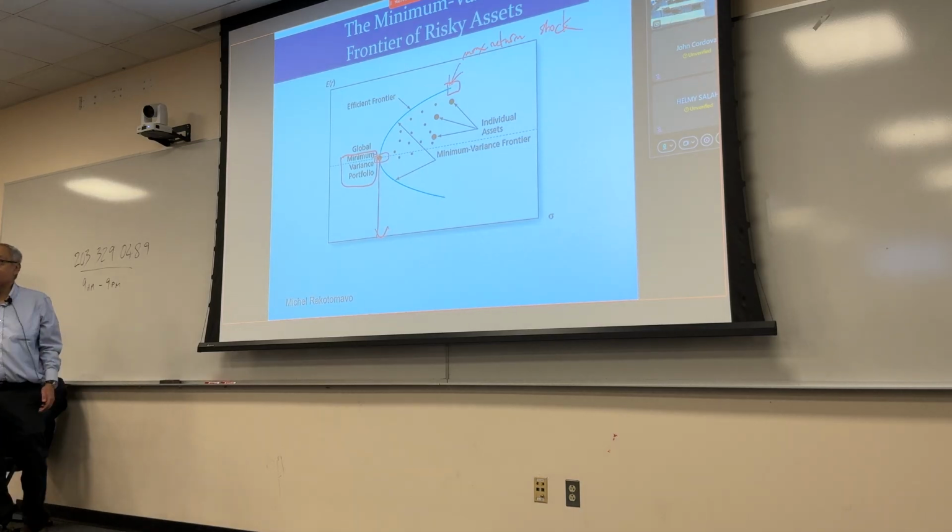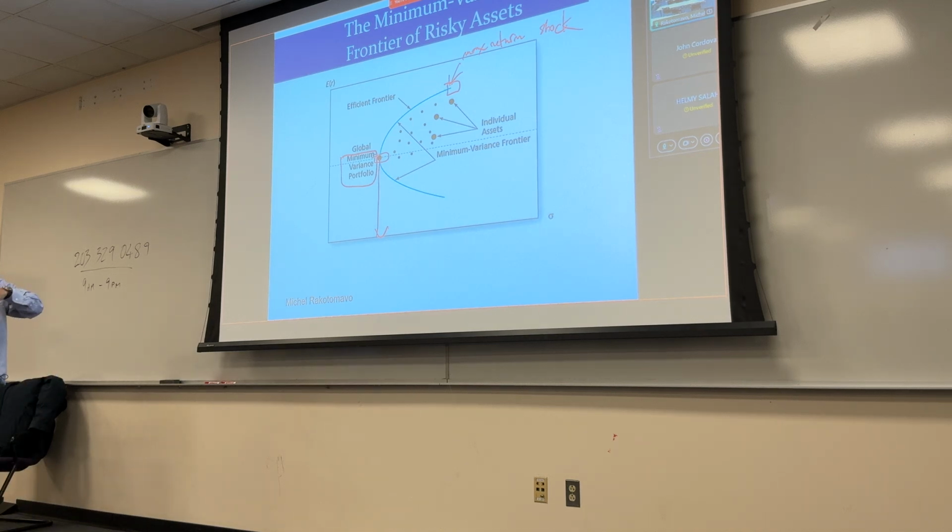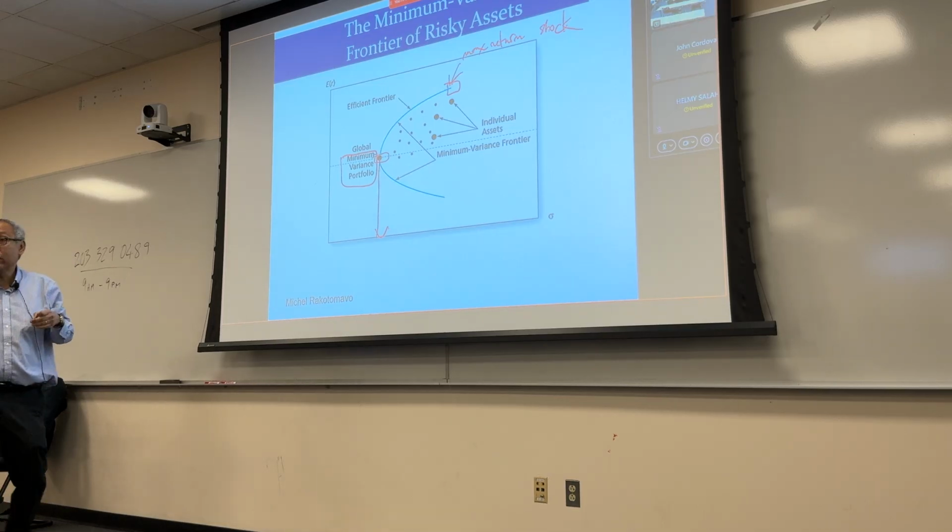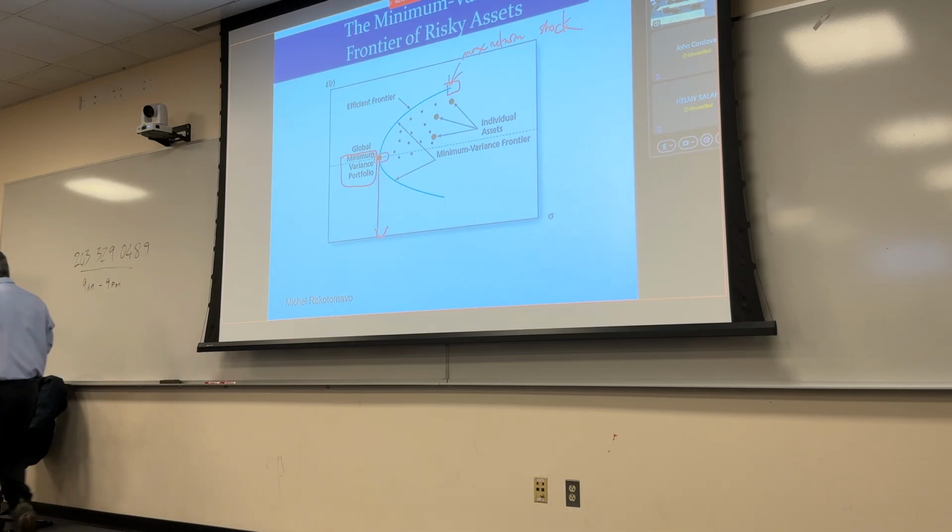And so you have an infinity of choices between these two returns, right? The return of the MVP and the maximum return from one of your stocks. Everything that's here is good. Anything else is bad.